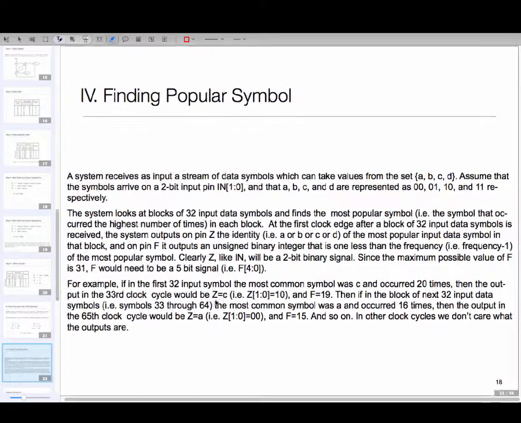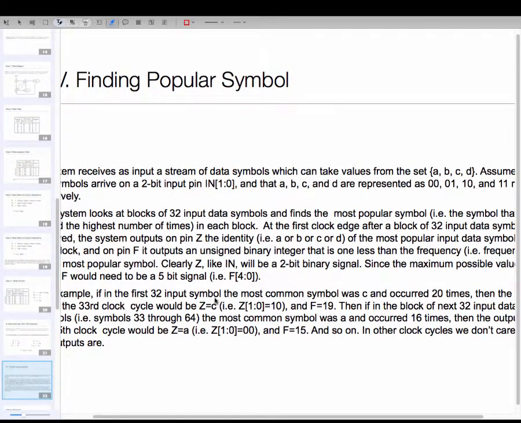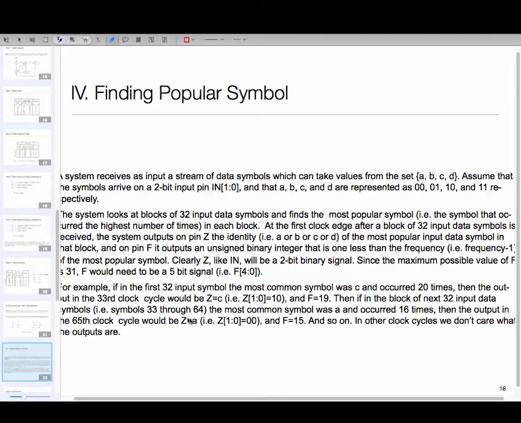Okay, let's look at, I think I might have given some version of this problem before. Yeah, this is kind of similar to what was there in the current homework. A system receives as input a stream of data symbols which can take values from the set A, B, C, D. Assume the symbols arrive on a 2-bit input and that A, B, C, D are represented as 00, 01, 10, and 11 respectively.